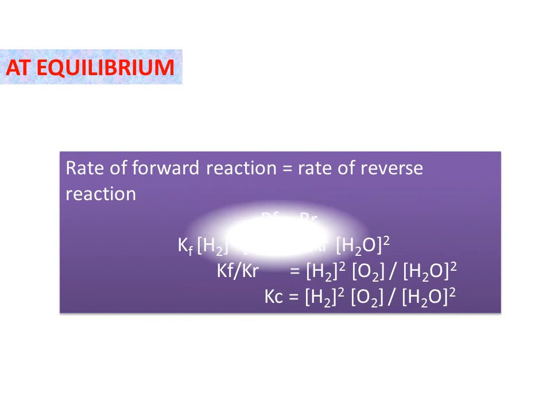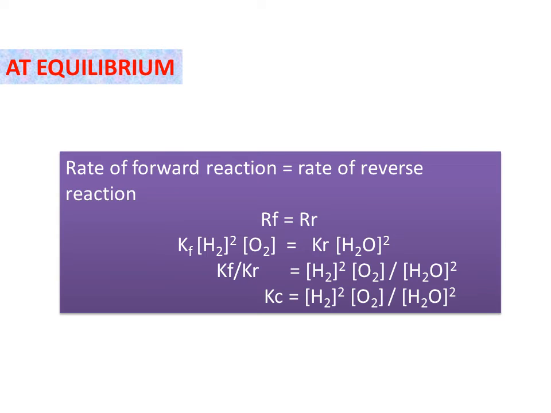Now at equilibrium, rate of forward reaction will be equal to rate of reverse reaction, as we know that RF is for the forward reaction and RR is for the rate of reverse reaction. So RF will be equal to RR. And what's the value of RF? Kf, concentration of hydrogen, concentration of oxygen. And what is the value of RR? Kr, concentration of water.